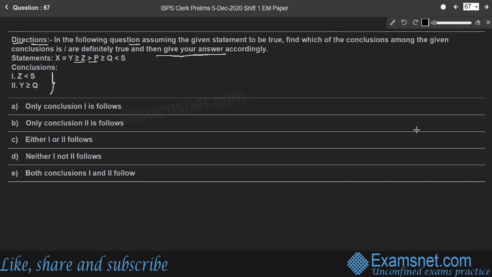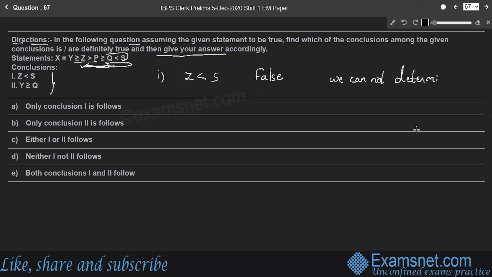So here are two conclusions. Conclusion 1 is Z < S. So in the statement, Z > P. P in turn is ≥ Q, but only Q is < S. So we cannot determine Z < S, right? Z can be greater than S because it is not given clearly here. Only Q < S, so Z < S is false. We cannot determine.